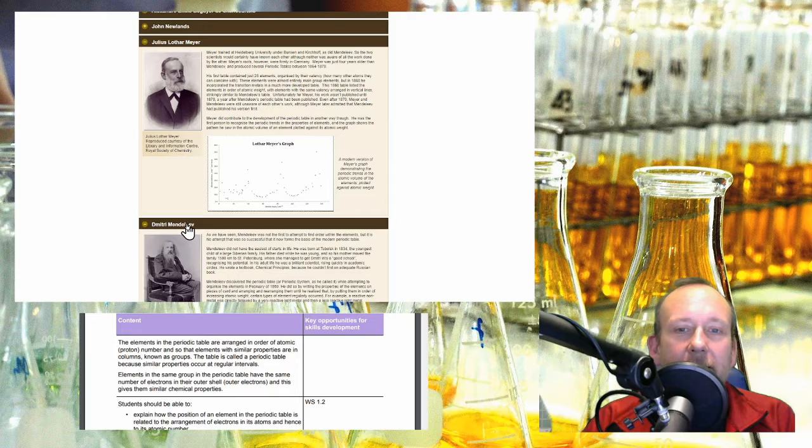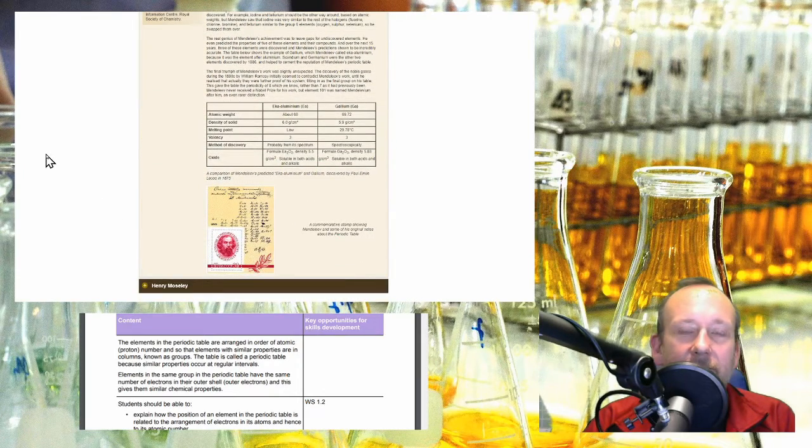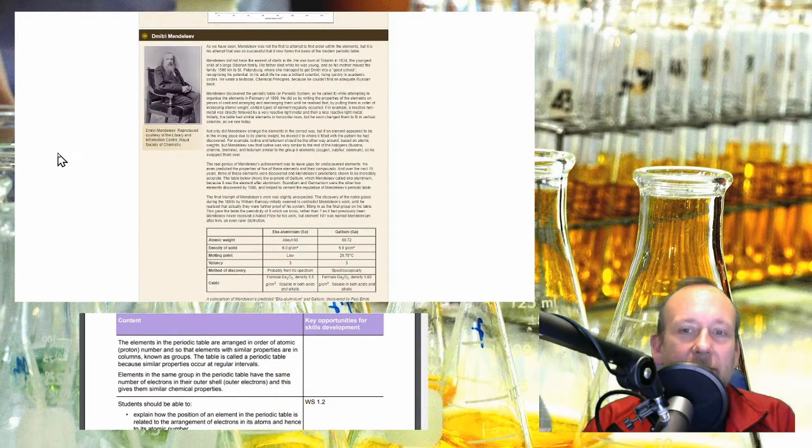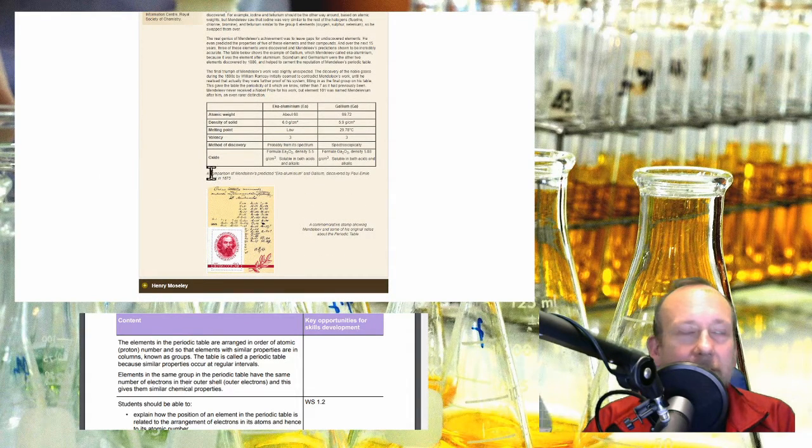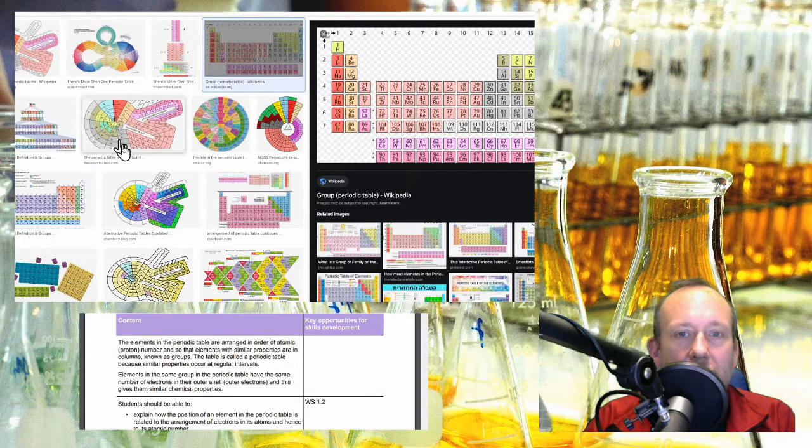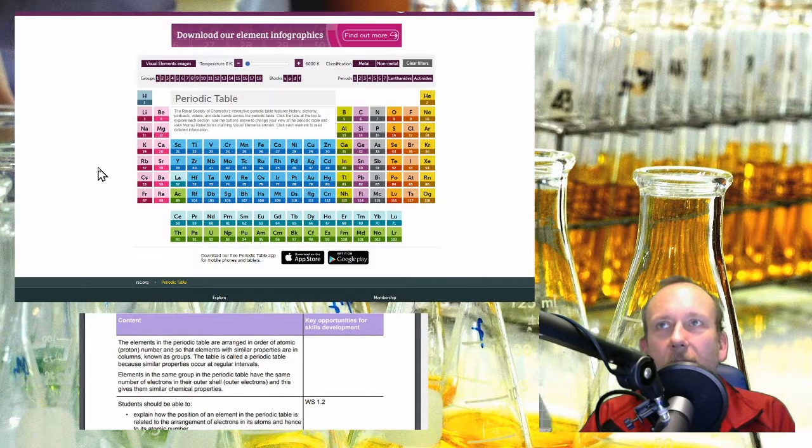Mendeleev arranged them in such a way that when there were gaps in the groups, he described from the properties of the surrounding elements what that element's properties would probably be. If you Google versions of the periodic table, you can see that there are quite a few different ones. The table that we are all familiar with is relatively easy to interpret compared to some of the others, but it may not be the most elegant.